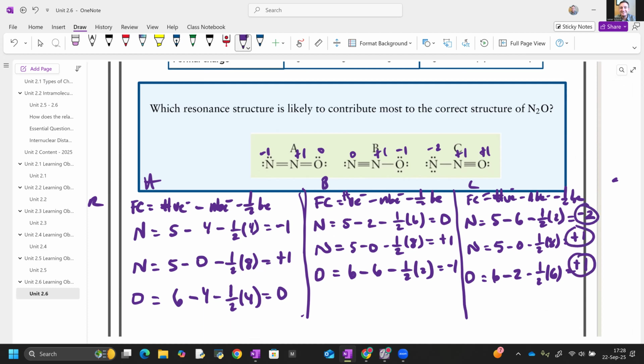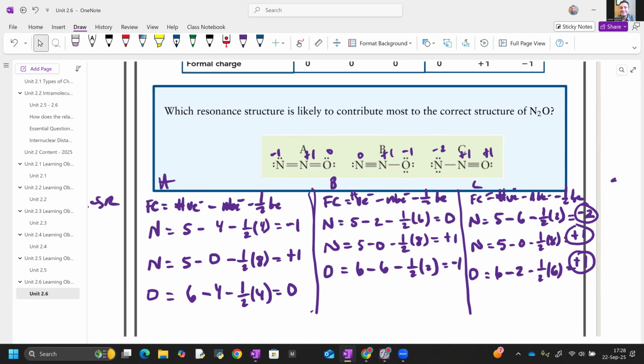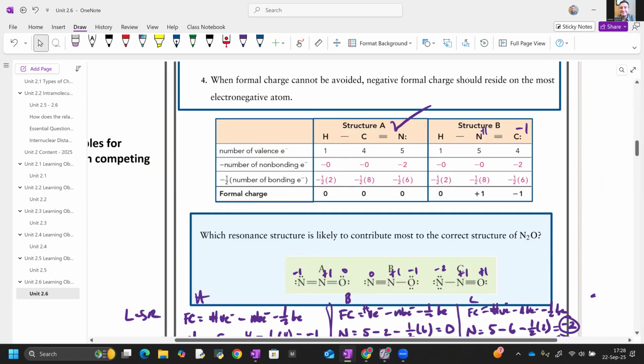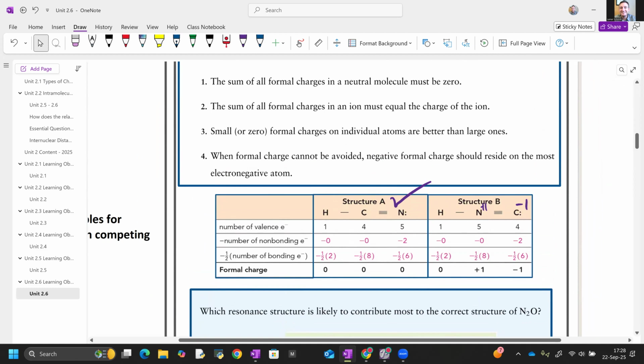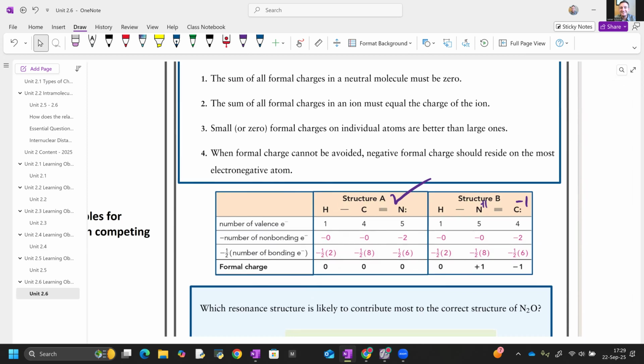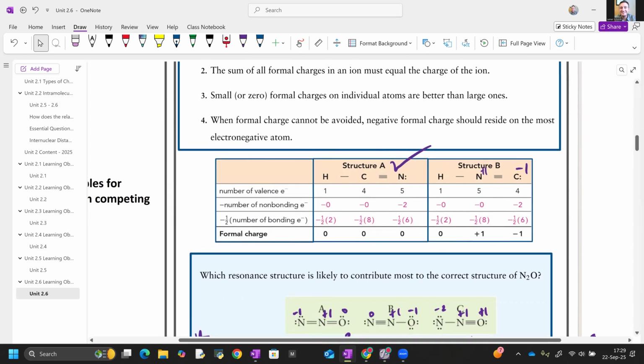All right. And so now we have the formal charges of structure A, B, and C. And our job is to determine, are these equivalent structures, or is one preferred over another? And we do that by looking at our rules for formal charge. And so we remember that the sum of the formal charges in a neutral molecule must be 0. All of them meet that criteria. Usually you're not going to eliminate one over the other based off of that. But you will in rule number 3 and 4. So in rule number 3, it says small or 0 formal charges on individual atoms are better than large ones.